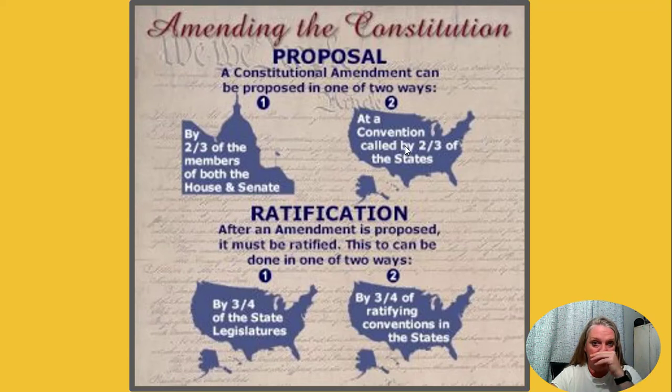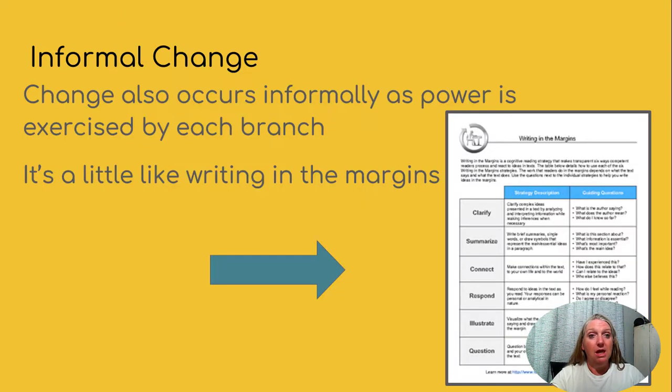Okay, so make sure you pause this, make sure you listen to the whole thing, and get all those extra bits that I told you to write down that are not on this screen. Now, let's move on. So that was the formal method, and it can be hard to get done. There are some informal methods to change the Constitution.